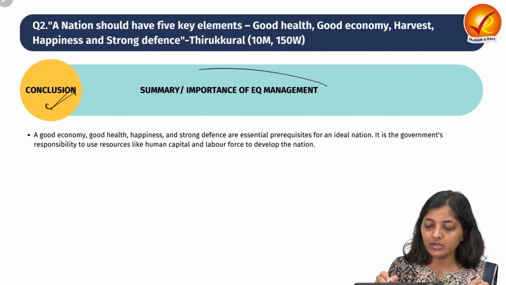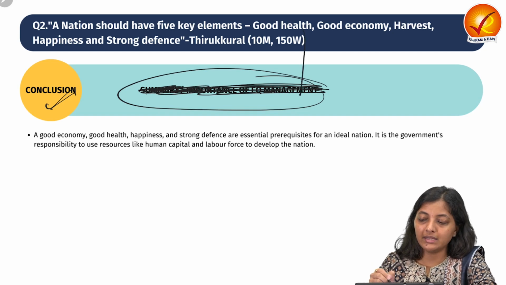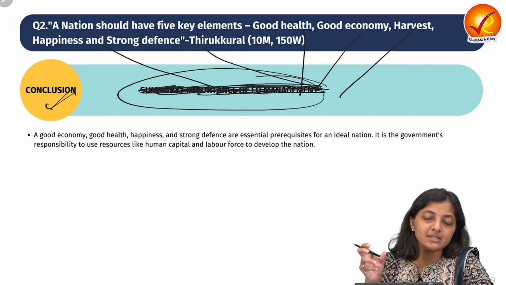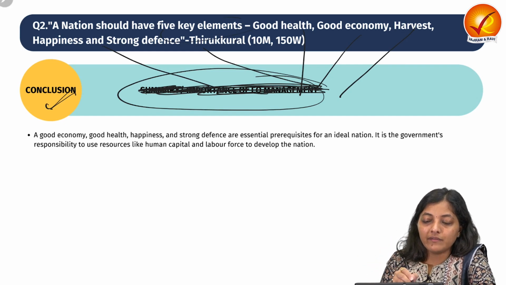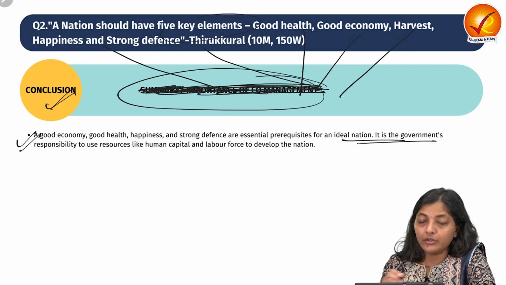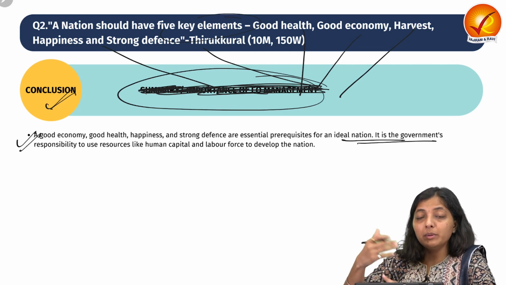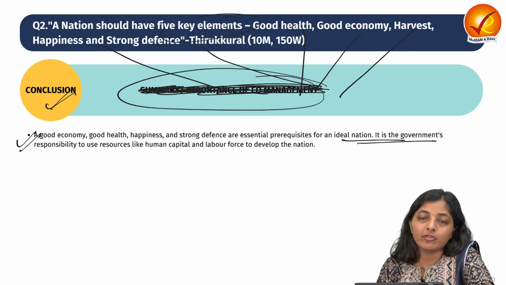Next comes the conclusion or the summary. The importance of these 5 points: good health, good economy, good harvest, happiness and strong defense, and how these elements are the prerequisites for a wealthy or healthy nation. You can also write that for all these elements to lead to prosperity, it requires balanced development and good governance from the government side.